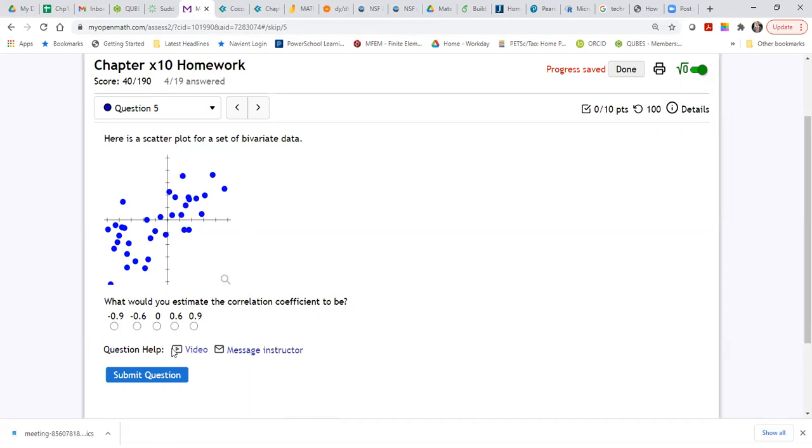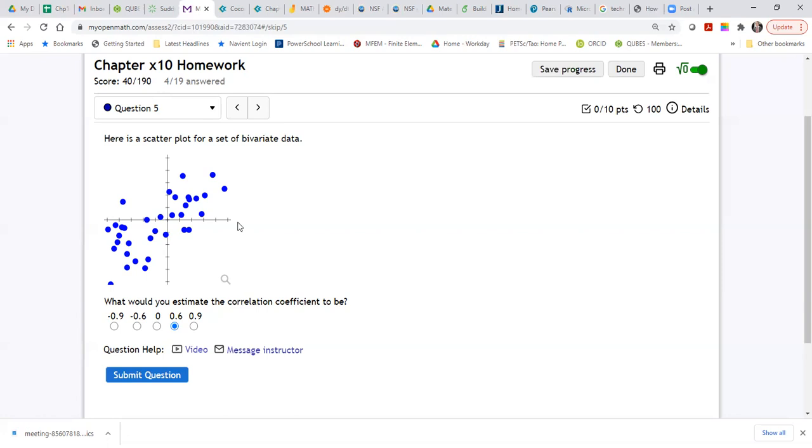Okay. So it is not zero, because it's not really scattered everywhere, right? Okay. But this is a little bit scattered, so that means the number will be this one here. Okay. And you can watch the video if you want to. Okay. I give you the example for how to estimate the correlation coefficient. Okay. So I think the answer should be this one, yeah.